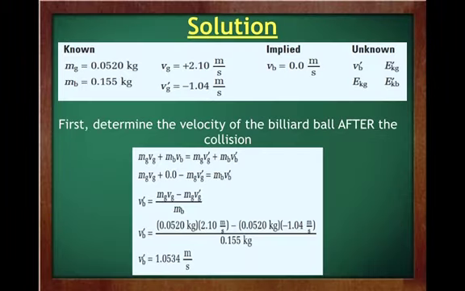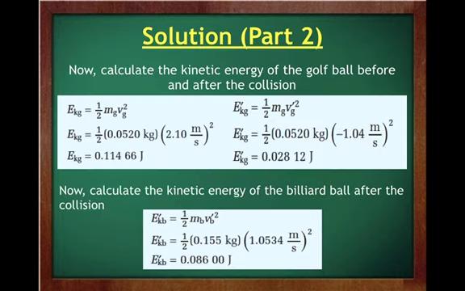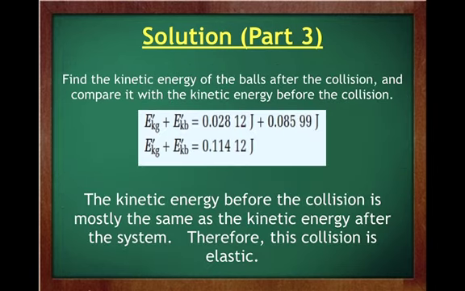Okay, so again, there's that solution showing you exactly what's happening. First determining the velocity of the billiard ball after the collision, then finding the kinetic energy before and the kinetic energy after, and then taking the sum of both, comparing it, and seeing that what you get is essentially the same.